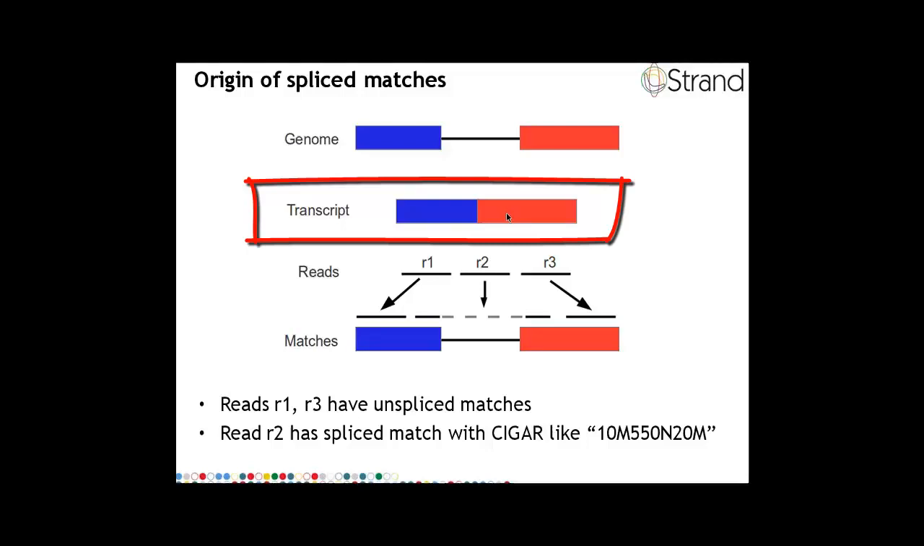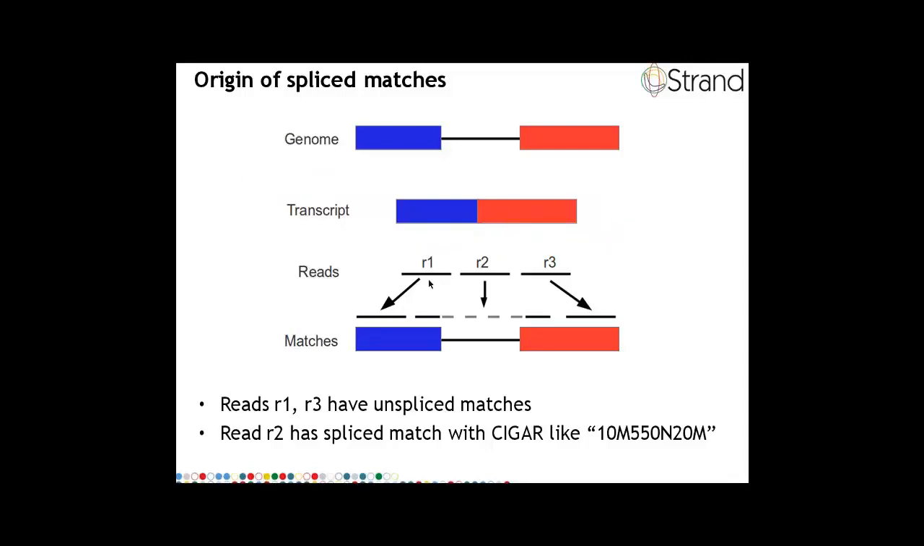Let us say that when this particular transcript is fragmented as part of the sequencing protocol, there are 3 reads that come out of it. Read R1, which falls entirely within the first exon, read R3, which falls entirely within the second exon, and read R2, where part of it comes from the first exon and the second part comes from the second exon.